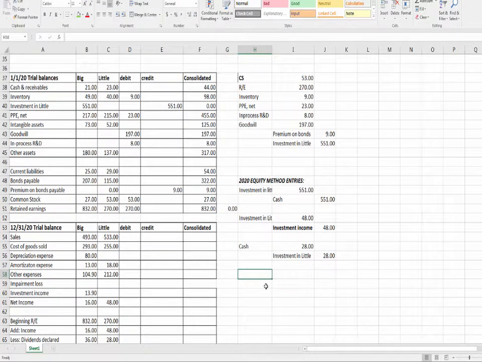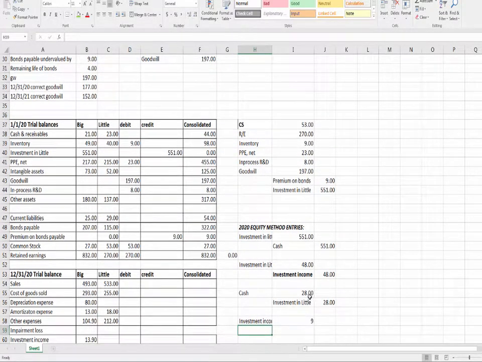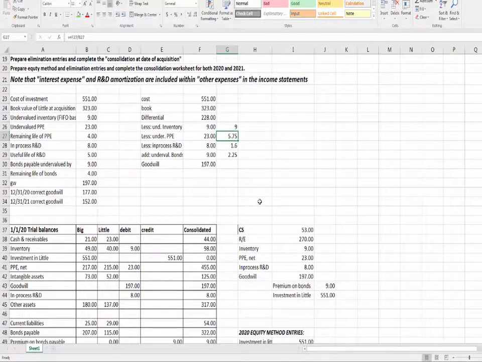So first for the inventory. We're going to go ahead and assume that that inventory has been sold. That's going to reduce our investment income and reduces our investment in Little. Next, we're going to write off the undervalued property, plant, equipment differential. Again, that's going to reduce our investment income.